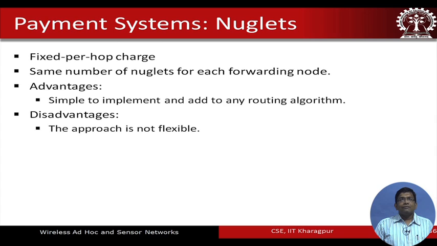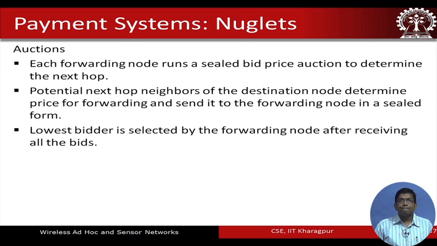So, in the fixed per hop charging model, the same number of nuggets are kept for each forwarding node. That means every forwarding node would be keeping the same number of nuggets. The advantage of implementing such a fixed model is that it is simple to implement, whereas the disadvantage is that this approach is not very flexible.